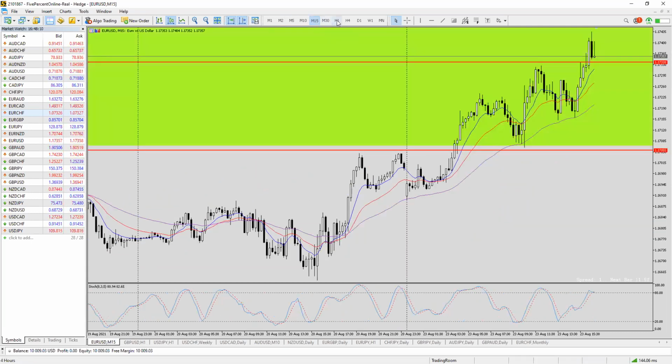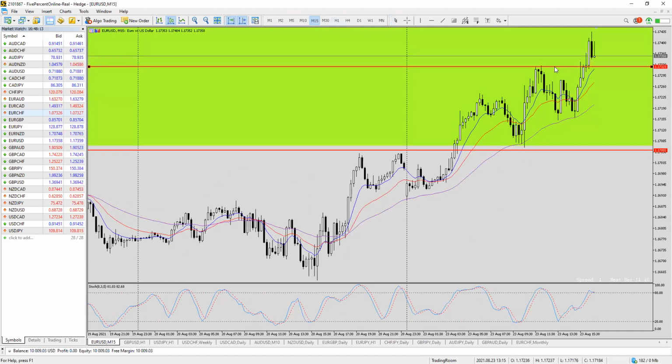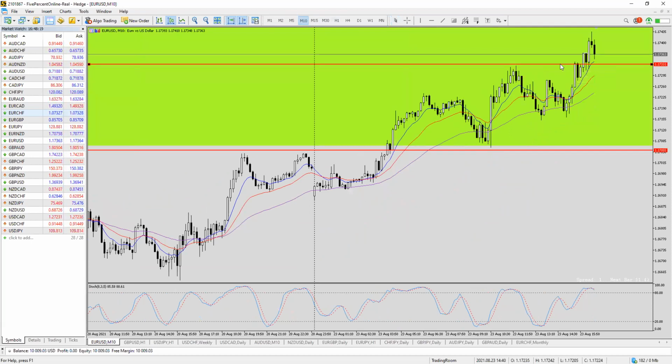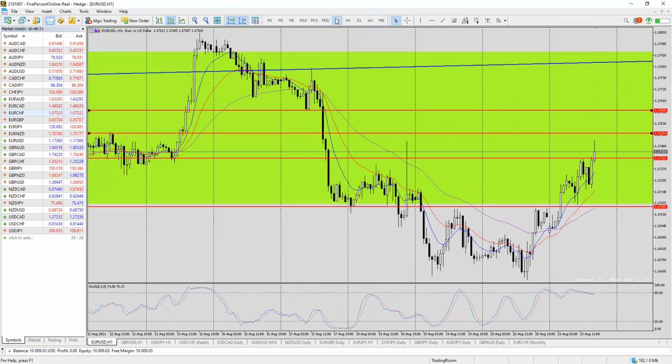Euro dollar. Okay, basically, I would say this is more or less the resistance line. Something more or less like this. Let's see if it retests this moving average or this resistance line. I would consider going long to the next levels. Okay.